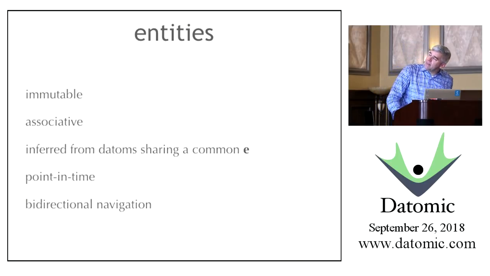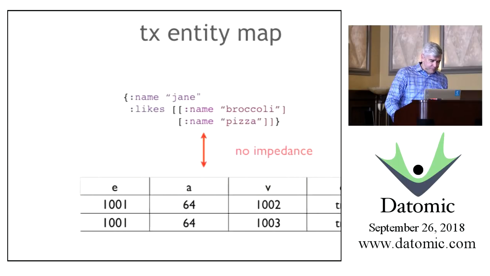So, that being said, we have entities in the world, and we only have datums in Datomic. So we have this very granular thing. How do we get from datums to entities?